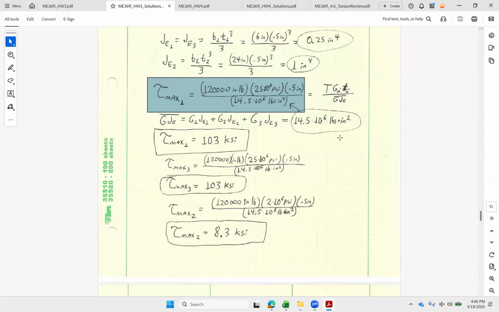Any questions about those thin wall opens? We just treat each piece as an individual rectangle and then use our summation tools there.